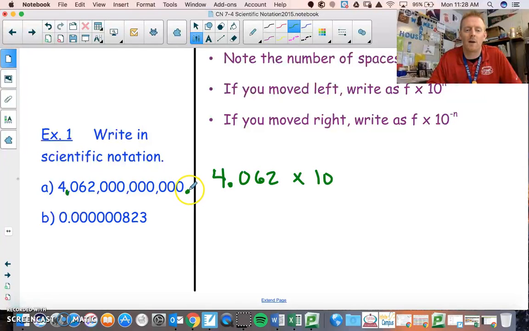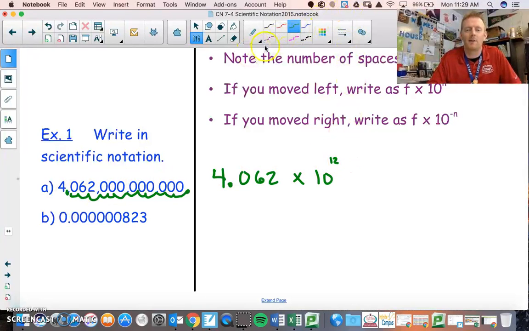So I'm going to count now how many spots we moved it. There's 1, 2, 3, 4, 5, 6, 7, 8, 9, 10, 11, 12. And 12 would then be my exponent. It might be easiest to draw little waves or whatever you want to do to count the number of spaces to make sure that you count the correct number. And because this number is really, really big, we're going to have a positive exponent.